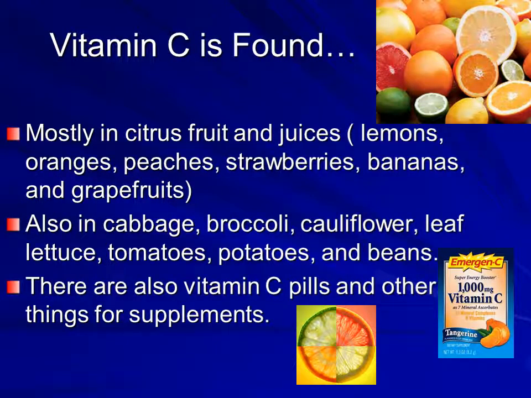Sources of vitamin C. Vitamin C found in different types of food, mainly citrus fruits and juices. Also in different types of vegetables like cabbage, broccoli, cauliflower and so on. أيضا موجود supplement اللي هي vitamin C pills or other types of supplements.